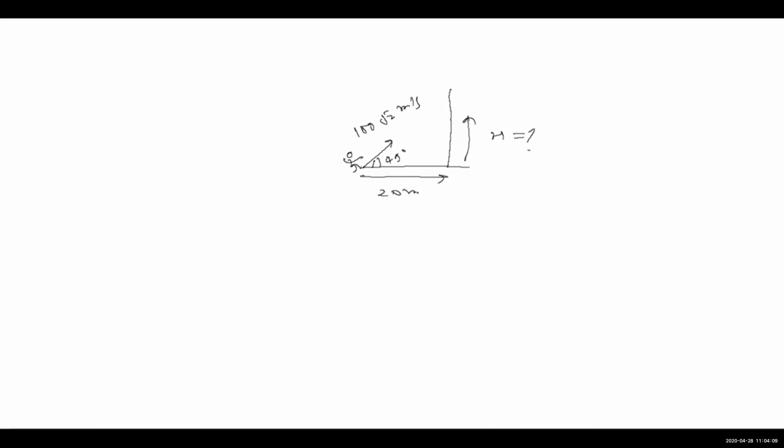So, displacement along x-axis is 20 meters. So, using the third equation, we can find time. Yes, 1 by 5 seconds. Yeah, good. And then use the fourth equation to find the displacement along y-axis, the height.